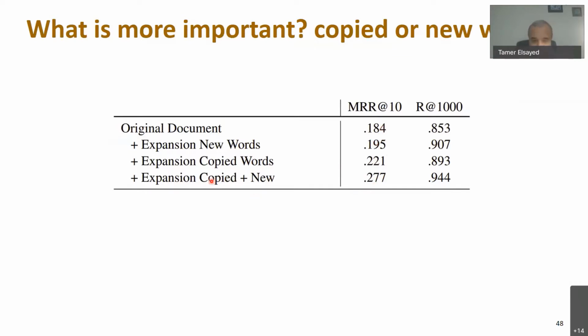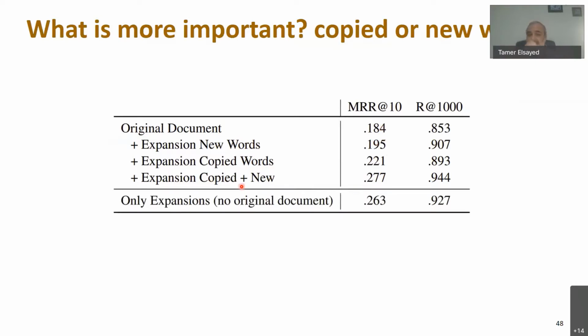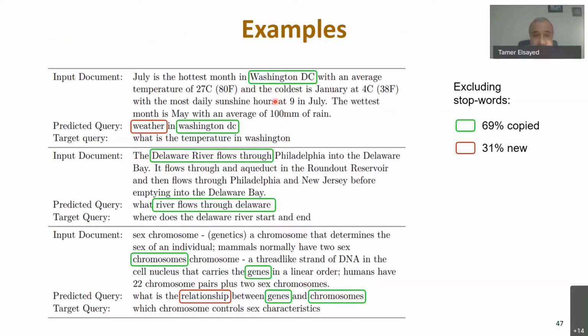So doc2query is really effective in this case. Now, this is very surprising. This is very interesting. In this experiment, we don't expand the document. We replace the document with the expansion. For example, here, instead of this whole document, we replace it just with the predicted query, whether in Washington, D.C. only.